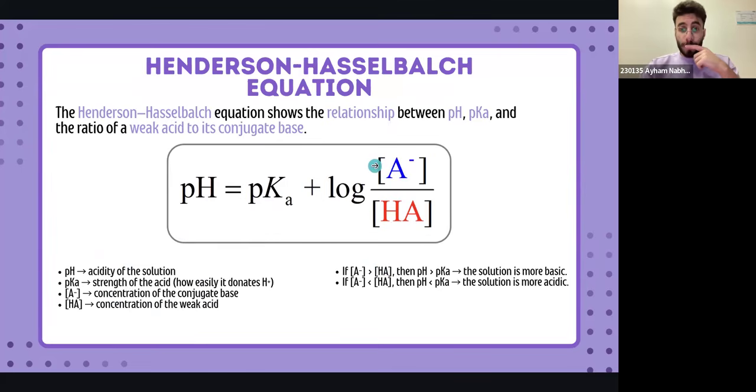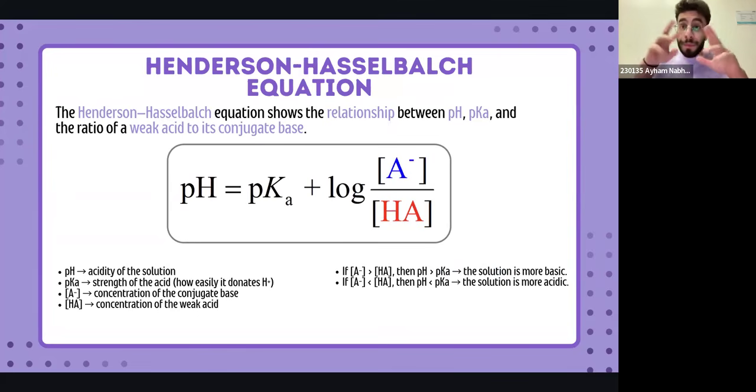If we have a solution with a very high amount of the conjugate base, would the pH be lower or higher than the pKa? It's a direct proportion relationship between pH and the concentration of the base, meaning as we increase the concentration of the conjugate base, the pH would increase, meaning it's going to be higher than the pKa. And as you can see over here, once the base is more than the acid, then the pH is going to be higher than the pKa. And that would make the solution basic because we do have a higher concentration of the base.